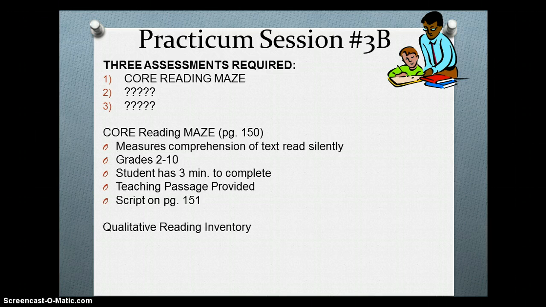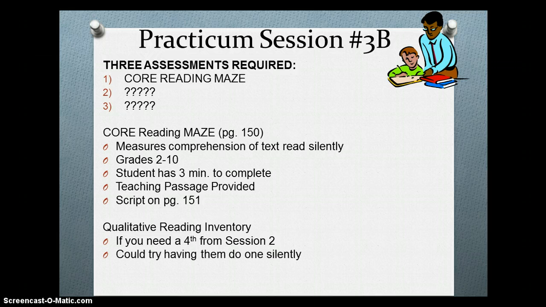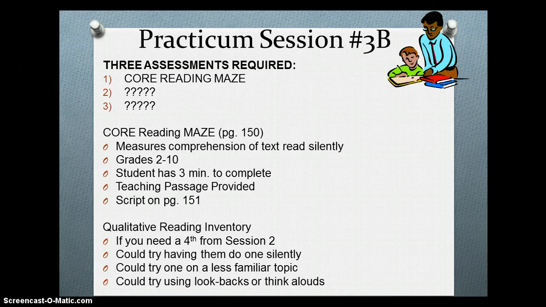Next, as far as the QRI goes, if you need to give a fourth from session 2, you can do that. You could try giving them one silently if you didn't do that last time. You could try giving one on a less familiar topic and see how they do with comprehending a text that they have less schema and background on. Or you could try using one of those alternative formats of testing, like using the lookbacks or the think alouds. Although you really should be using lookbacks anytime you administer the assessment because it makes the comprehension score more reliable.